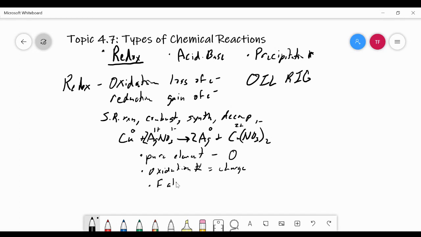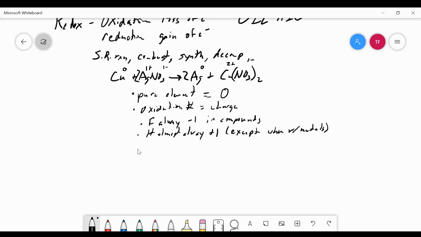F is always -1. You can count on that because it's the most electronegative element. It always gains 1 electron in compounds. If it's by itself, of course, if it's F2, then it's neutral, because then it would follow the first rule. Pure elements have a charge of 0. Hydrogen is almost always +1. The exception is when it's bonded to metals. If it's bonded to metals, then you have a hydride and it has a -1 charge, but almost always +1. Oxygen is almost always -2. The exception would be with peroxide, and peroxide is O2 2 negative, where each oxygen has a 1 negative charge, but that's very rare.